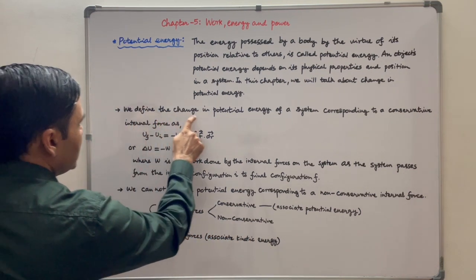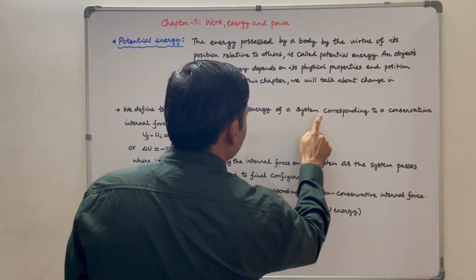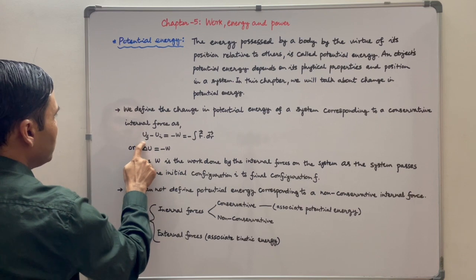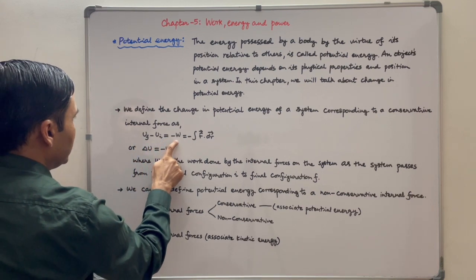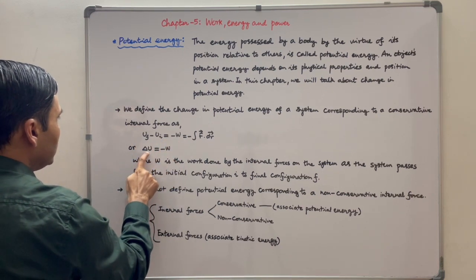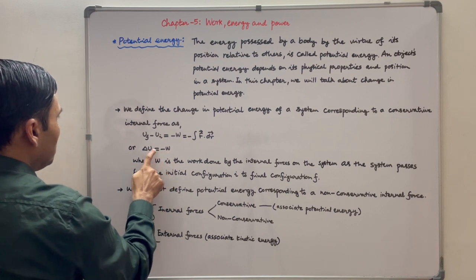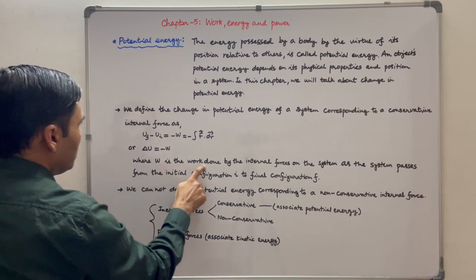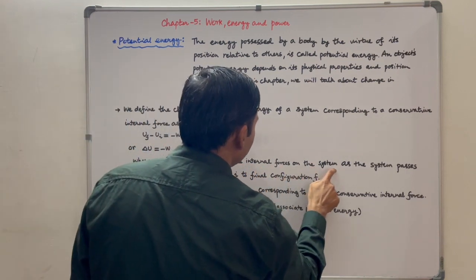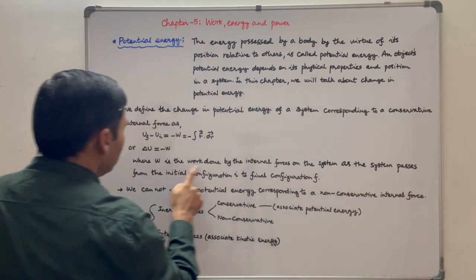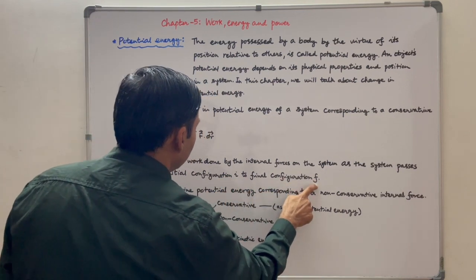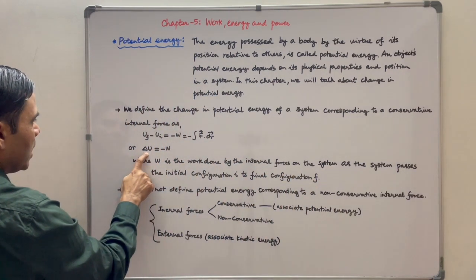So we define the change in potential energy of a system corresponding to a conservative internal force as UF minus UI is equal to minus W, or delta U is equal to minus W. Potential energy is represented by capital U. Here W is the work done by the internal forces on the system as the system passes from the initial configuration I to final configuration F. You need to remember this formula.